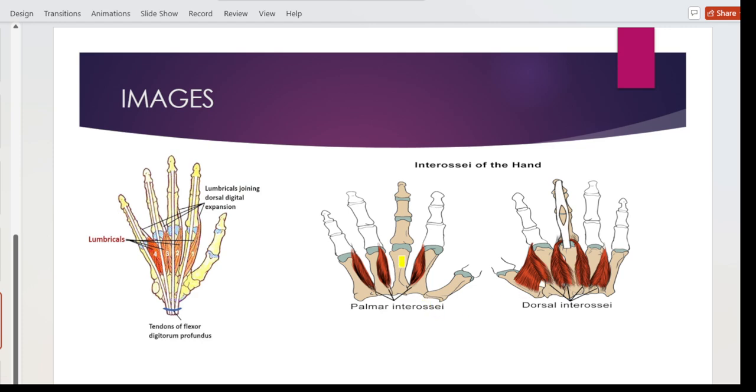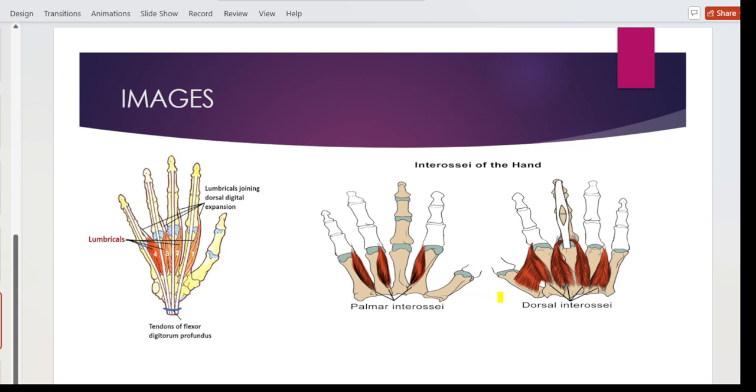Now one more most important question, which is asked many times: the middle finger lacks palmar interossei because their function is adduction, and the middle finger doesn't need adduction. It is the most central one, so it doesn't need it. So it doesn't have palmar interossei, and dorsal interossei are absent for the little finger and thumb.